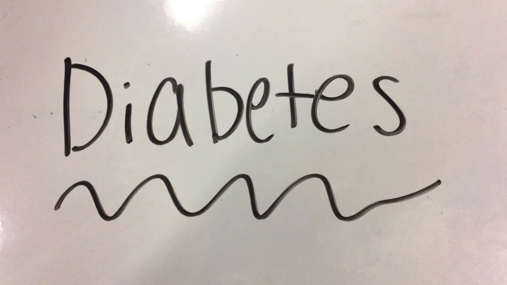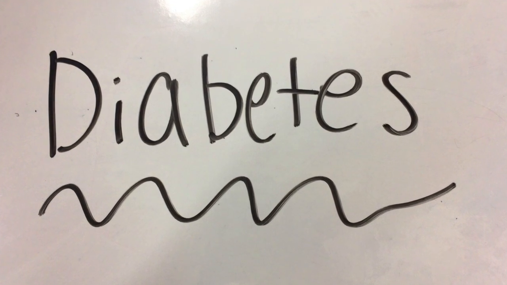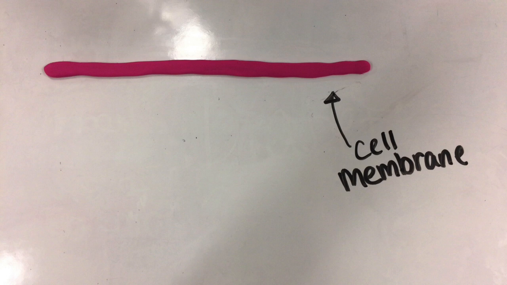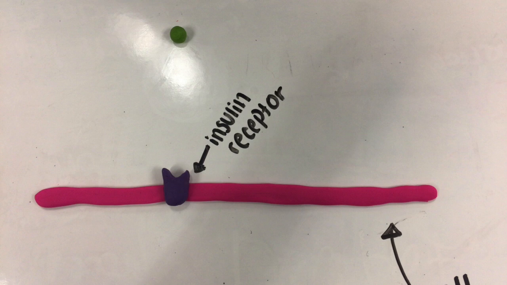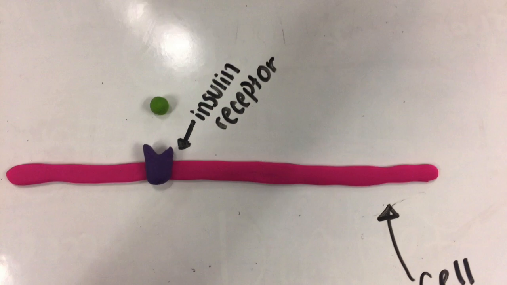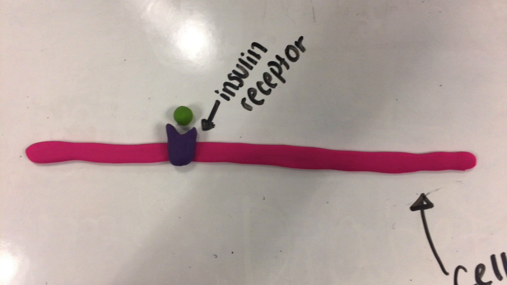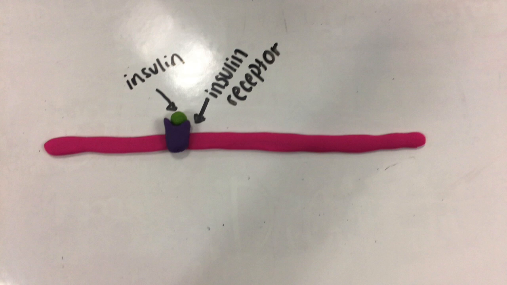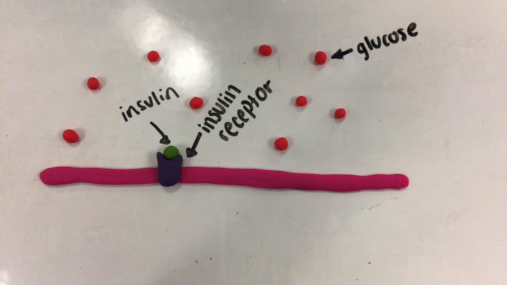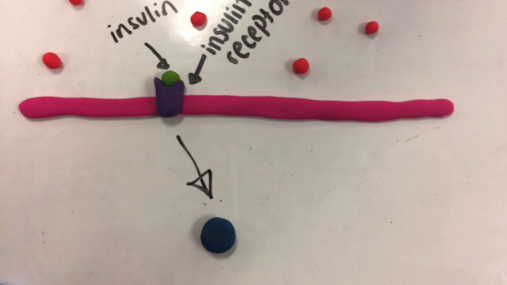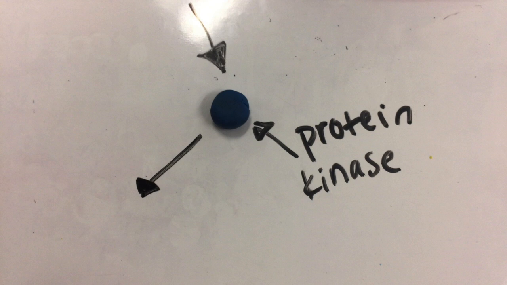Diabetes is a disorder that is a result of miscommunication between cells. This is what is supposed to happen. Insulin is released by the pancreas, and insulin is a signal protein that binds to an insulin receptor, usually located on muscle, fat, or brain cells. Autophosphorylation sets a cascade, and kinases activate other kinases.